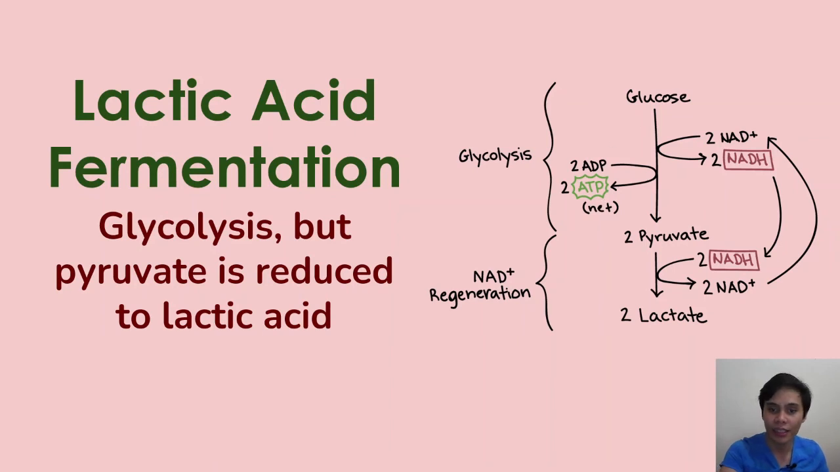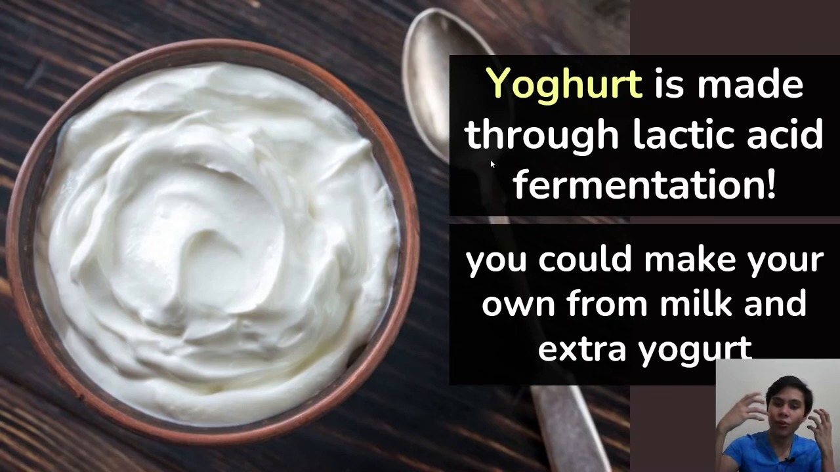So again, you can see this diagram here. It's basically your glucose being broken down to pyruvate. Same stages, energy investment and energy payoff. And then your pyruvate is reduced into lactate or lactic acid to regenerate your NAD plus, which is used in your glycolysis part. Okay, so that's lactic acid fermentation. Yogurt is produced through such a method of fermentation. You can make your own yogurt from milk and extra yogurt or even Yakult, and then controlling the temperature.